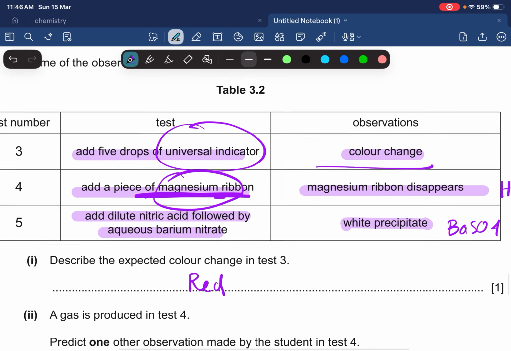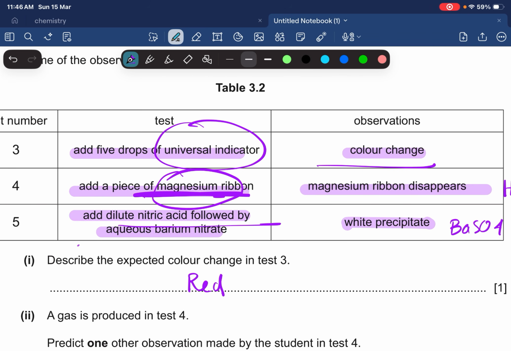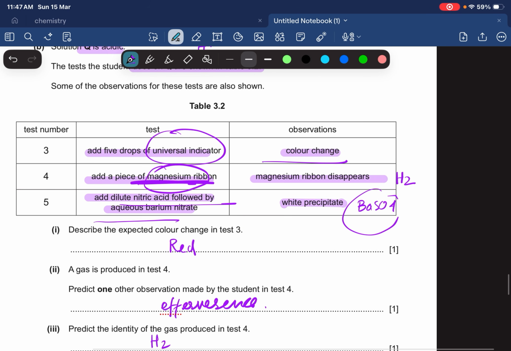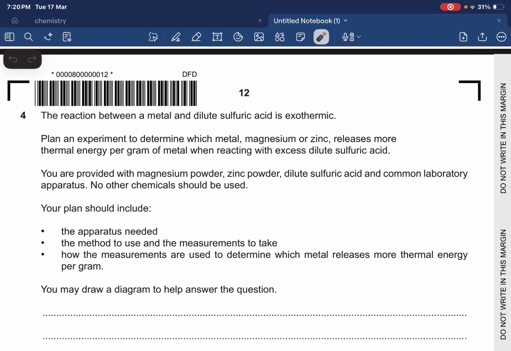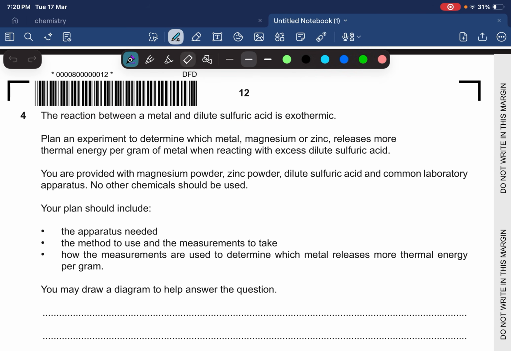It's acidic, and it's dilute nitric acid followed by barium nitrate forming barium sulfate. So the anion is the sulfate ion. That is sulfuric acid. The reaction between a metal and dilute sulfuric acid is exothermic. Exothermic reaction means that it is going to release heat energy.